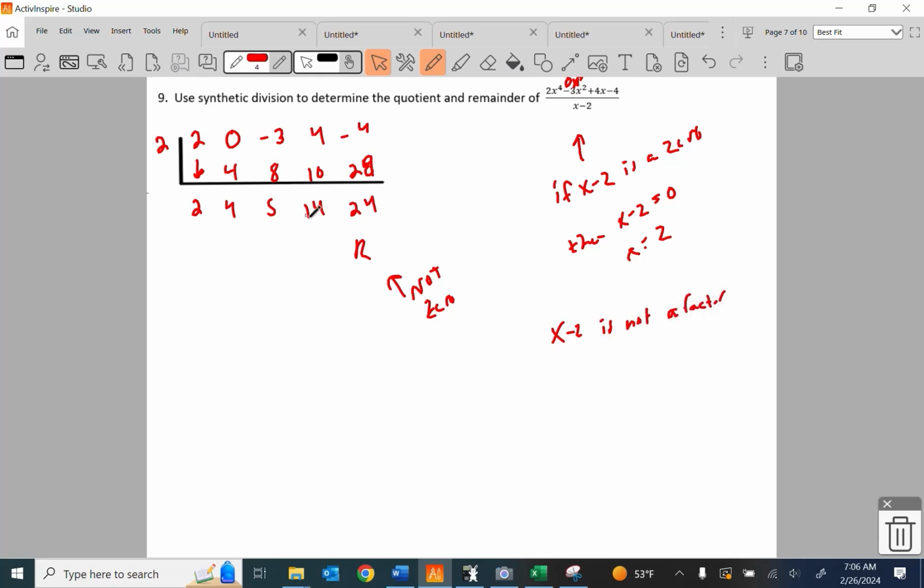It's the remainder theorem. Constant, x squared, x cubed. So if I write out the full quotient, I have 2x cubed plus 4x squared plus 5x plus 14 plus 24 pieces of the divisor, x minus 2.